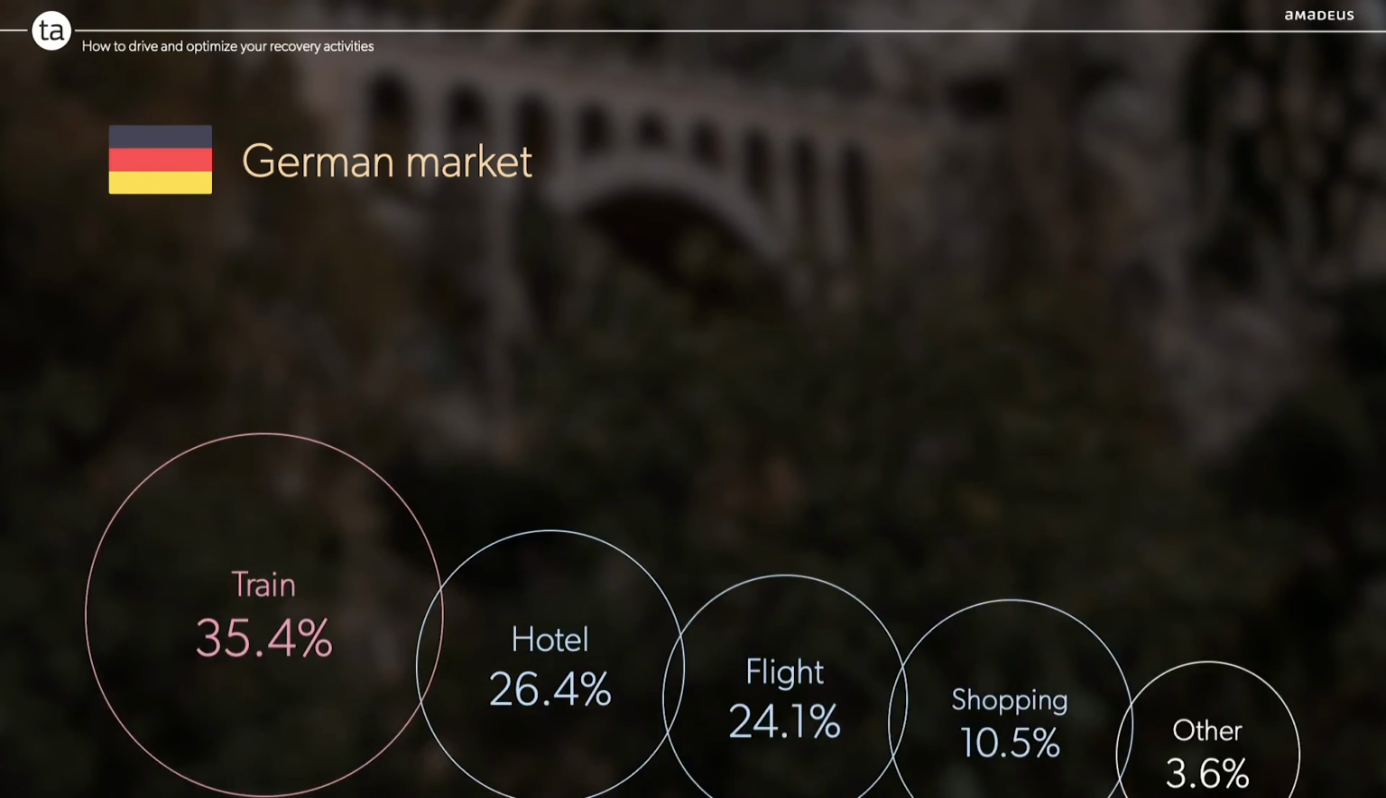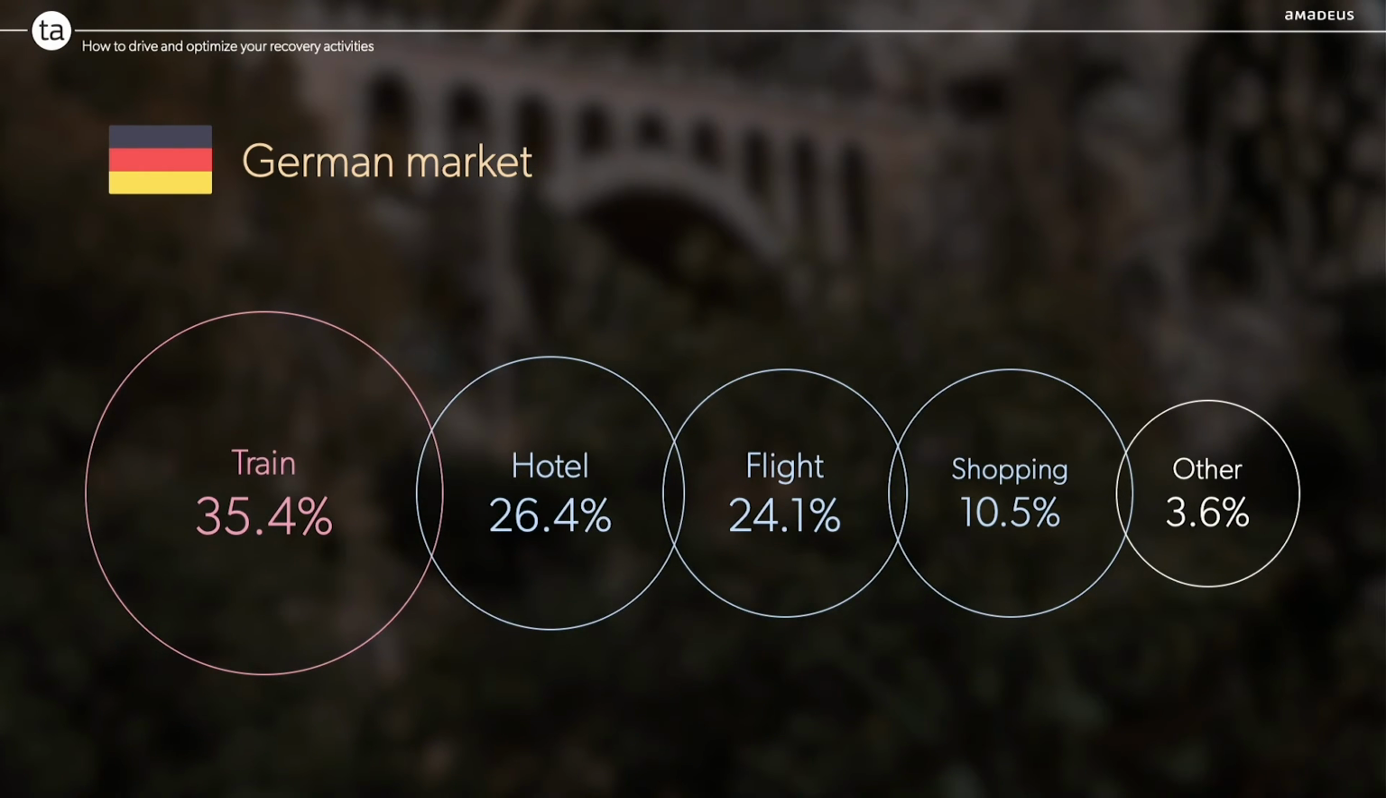We analyzed the searches from our data partners to see the German activity in different travel-related websites. So we can see that in the last 30 days, German travelers have been especially active in searching for train travel options when it comes to deciding travel plans.